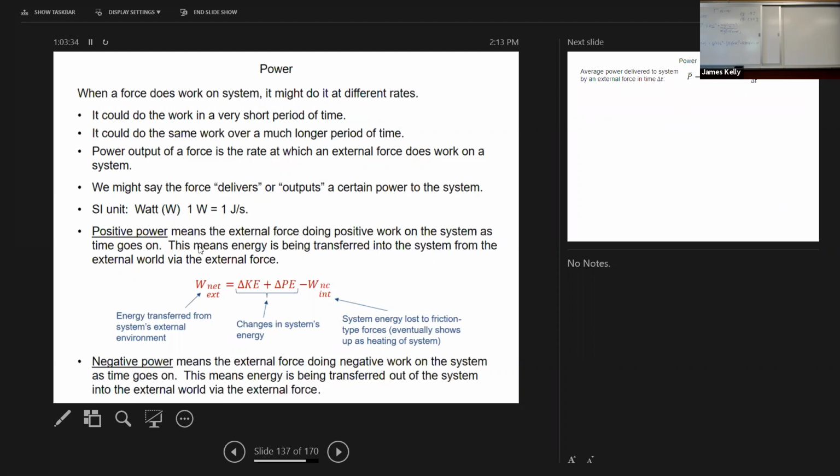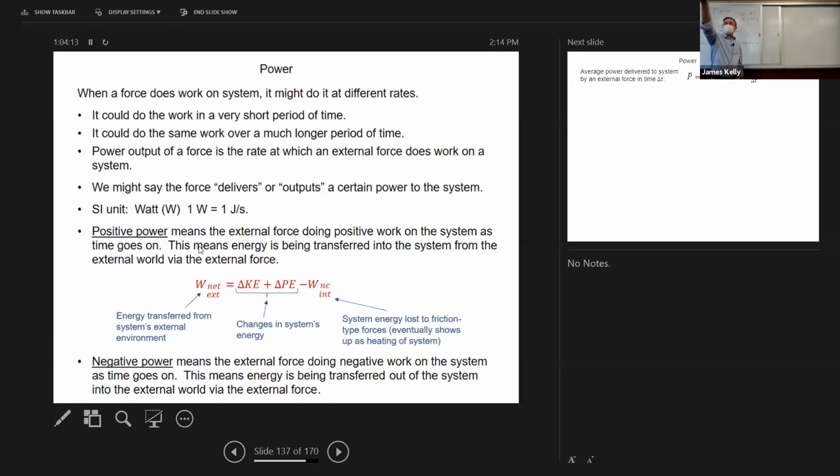Positive power means that whatever force you're talking about is doing positive work as time goes on, whereas negative power means that force is doing negative work. So for example, as I'm taking this mass and raising it up, my hand force is delivering positive power to the system consisting of this mass, or to the system consisting of this mass plus the Earth, where gravity is an internal force. Doesn't matter if it's a complicated system or not. My hand force is doing positive work. I'm pushing up and it's moving up. I'd be delivering greater power if I lifted it up faster, but in any case, it's positive.